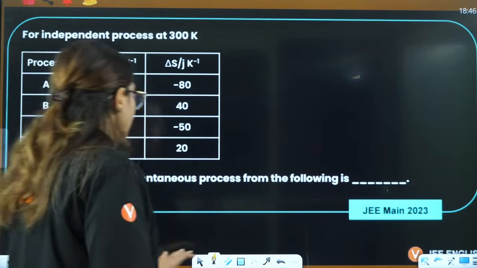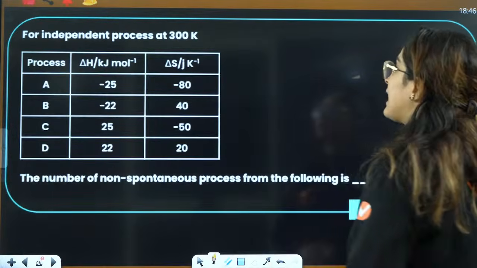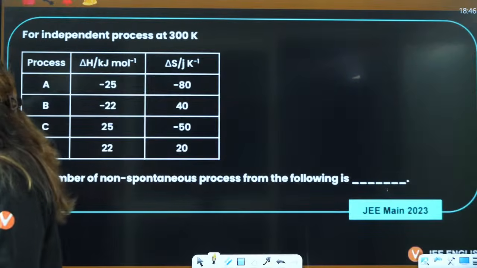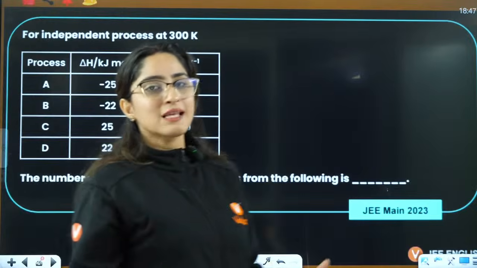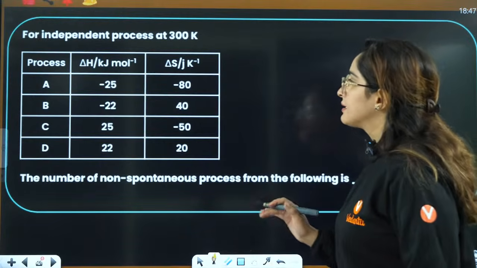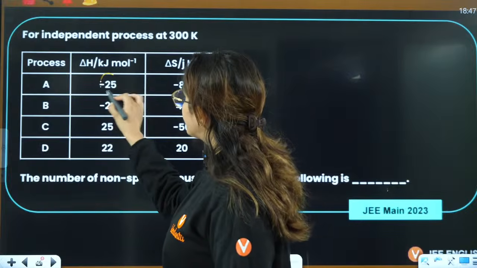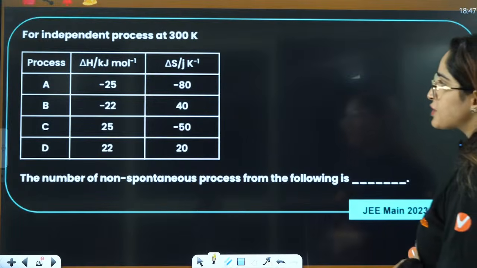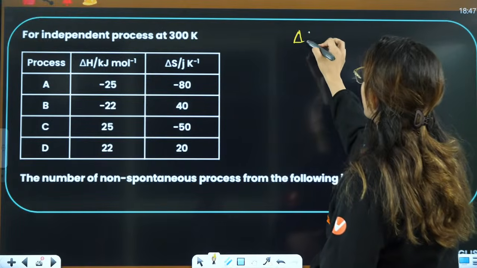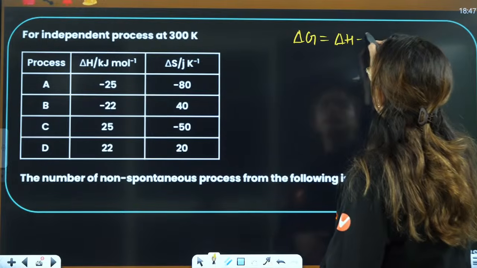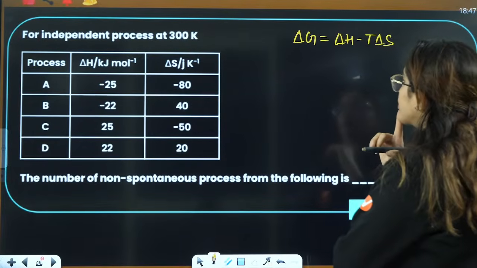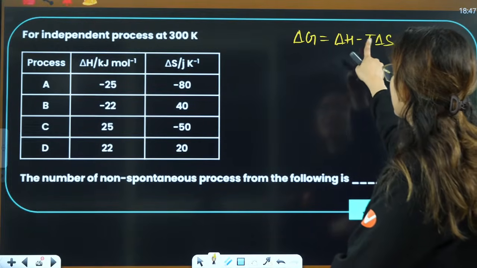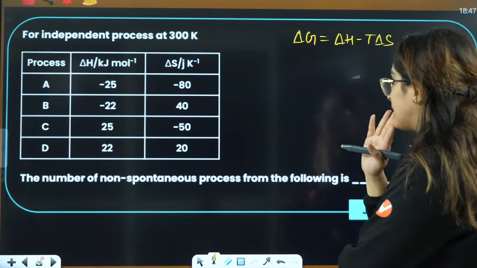JEE 2023 question that we have, that is for independent process at 300 Kelvin. If you have an independent process at 300 Kelvin, right, let's say A, B, C, D, this is delta H is given, okay. Now they are saying the number of non-spontaneous processes that you have to figure out here. Delta G is equals to delta H minus T delta S. For a non-spontaneous process, if this is negative, this is positive, it will be non-spontaneous.